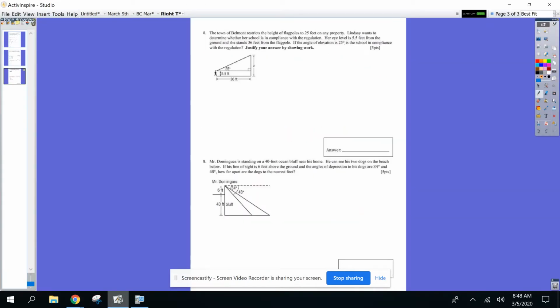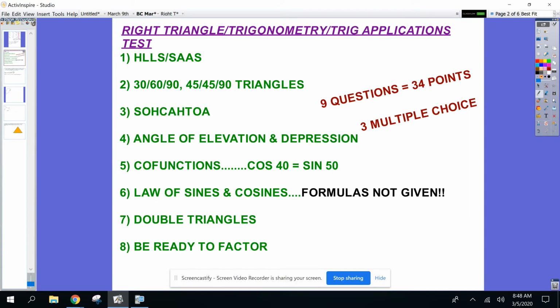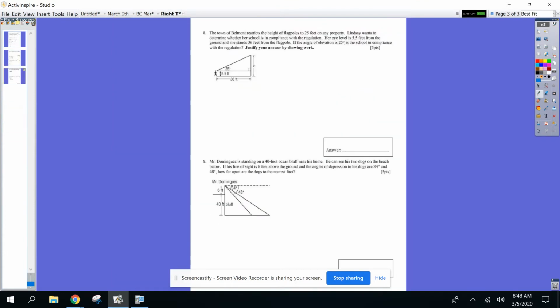Okay, real quick here. I've heard it already being discussed as you guys looked at the topics for tomorrow. What is double triangles? What do I mean by that? I'm talking, if you look at the last question on your quiz, number 9, how far away were the dogs? That's two right triangles in one diagram.